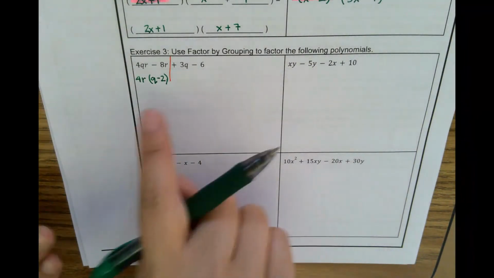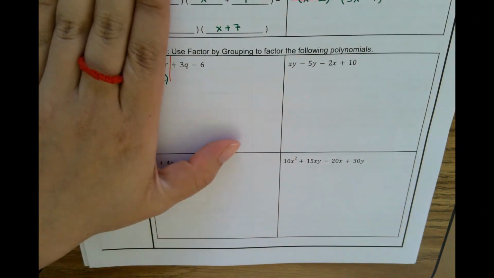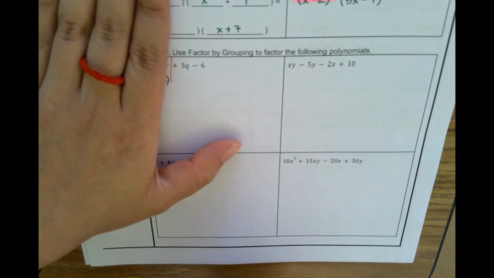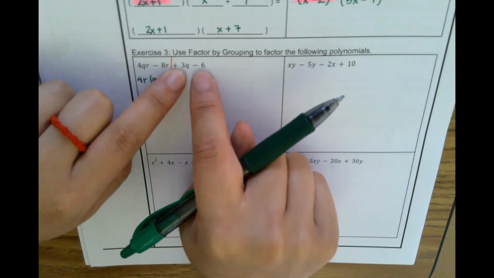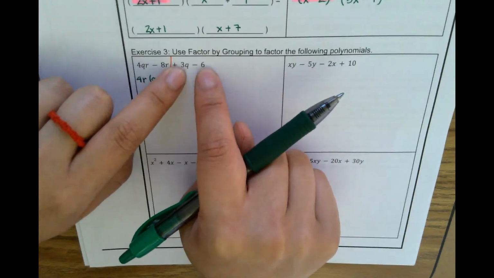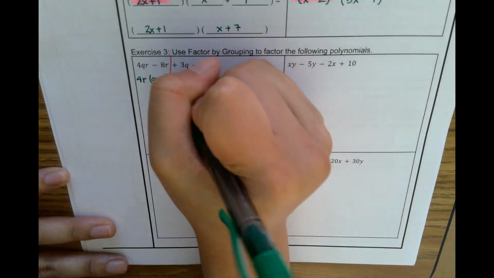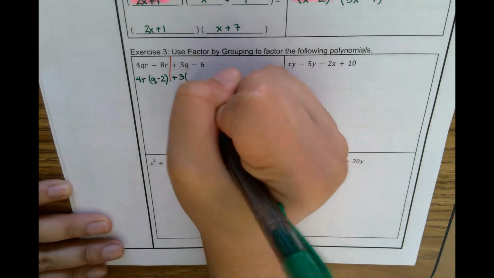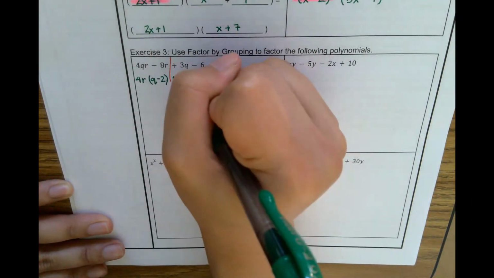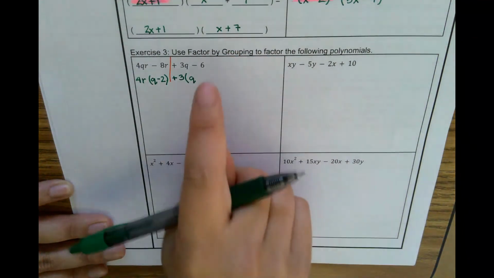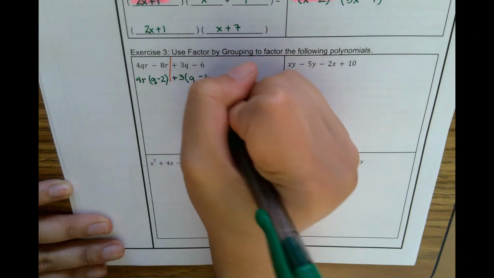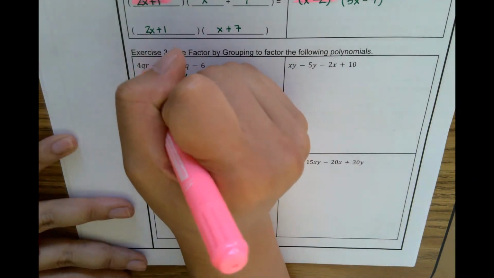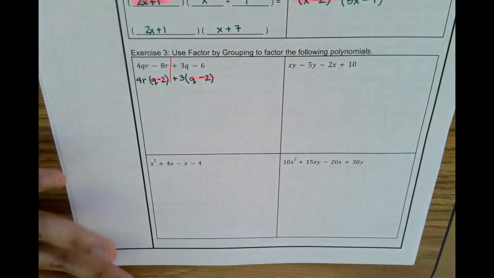Then once I'm done with the first half, I'm looking at the second half. Here I have 3q minus 6. What do they have in common? Looking at my coefficients or my constant here, 3 and negative 6 are both divisible by 3, so I'm going to pull out a positive 3. Then what I'm left with, 3q divided by 3, I'm left with a 1q. Negative 6 divided by 3, I'm left with a negative 2. And you should see now that this q minus 2 is what they have in common.